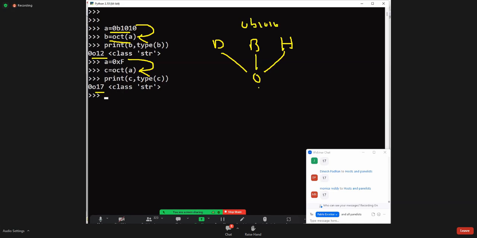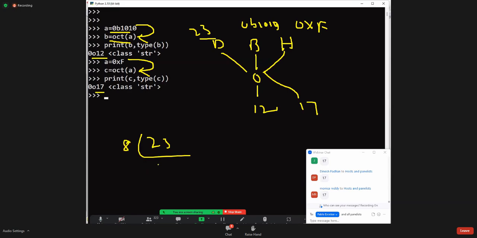0B1010 to octal is called what? 12. 0B1010 octal is what? 12. Hex 0xf is called what? What is the value here? 17. And if I take any value, like 23, if I take it, 23 converted into what? 8. What is this now? 8 2s are 16. What is this? 7. Next is called what?